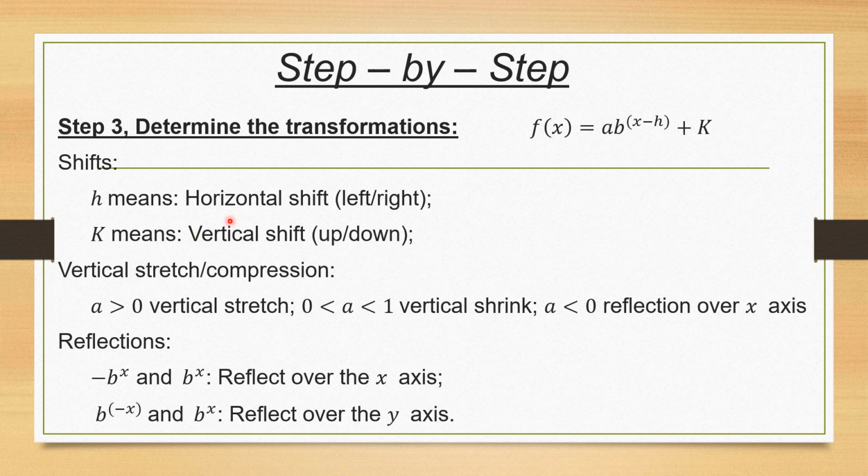When a is bigger than 1, there's a vertical stretch. When a is between 0 and 1, there's a vertical shrink. And when a is smaller than 0, there's a reflection over the x-axis, because now the whole function is negative. The reflection happens when a is negative, here negative 1, and because of that, it's a reflection of b^x over the x-axis. Now it's negative b^x. When you have a negative on the x, it has the same effect but over the y-axis, because you change the value of x and flip it over.